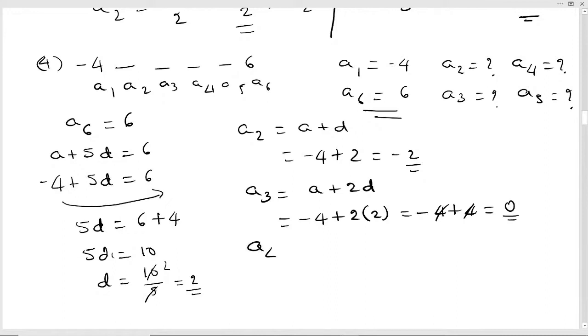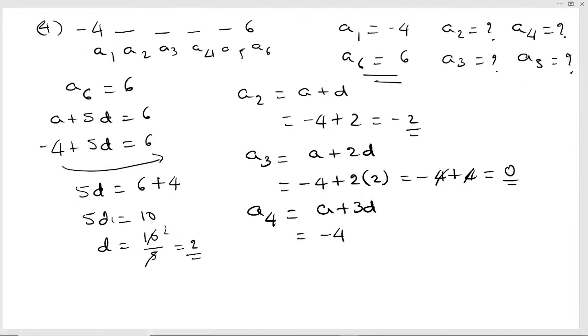Next we need to find the fourth term. Now the formula to find the fourth term is a plus 3d. So that will be equal to, a value is minus 4 plus 3 into d. D value is 2. So therefore minus 4 plus 3 2s are 6. Now here minus into plus is minus, so that means you need to subtract. 6 minus 4 is 2. It's plus 2. Now this is the fourth term, nothing but the fourth term.